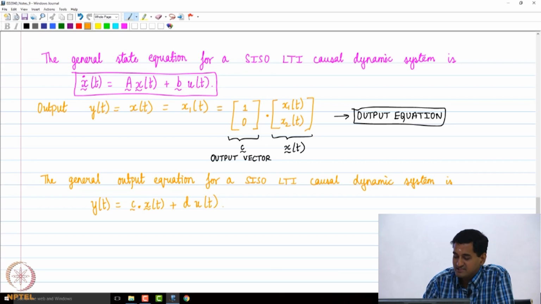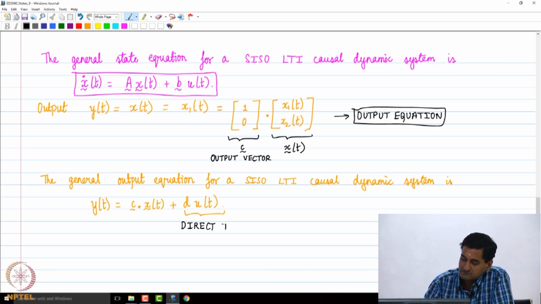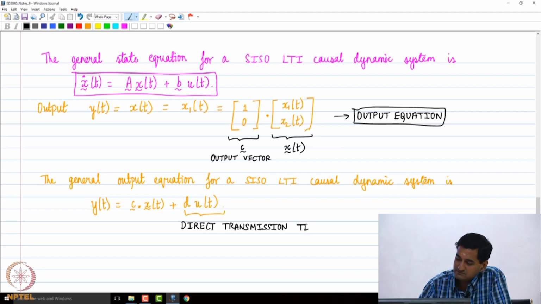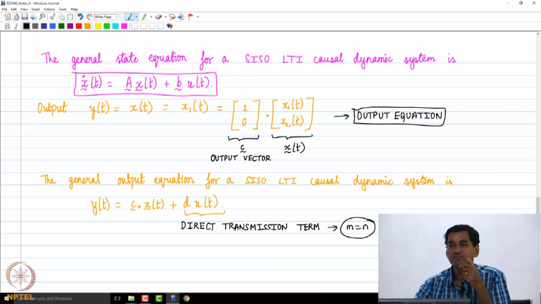What is this d u t? C dot x of t we have already seen, right? C is the output vector, x is the state vector. What is this d u term? d u is what is called a direct transmission term, which comes in the output equation when m is equal to n. Okay? We get this term when m is equal to n.